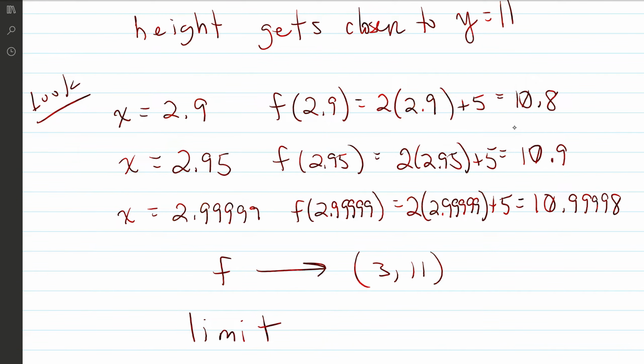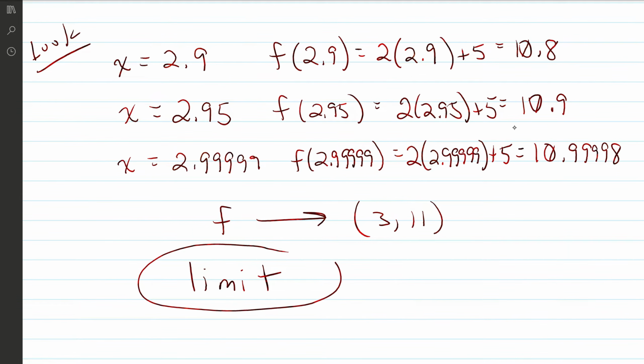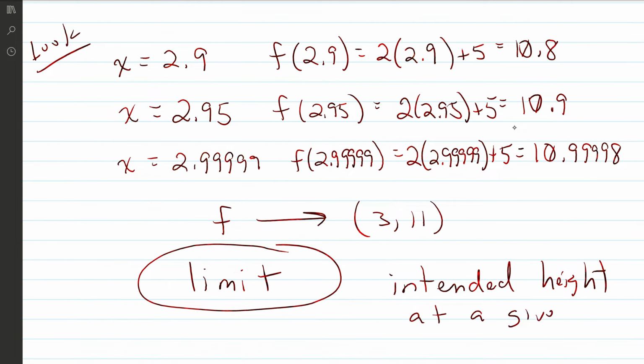So this is what is meant by the limit. So what is the limit? Formally, we can just say it's the intended height of a function at a given value of x, right? That's the intended height of a function at a given value of x. All right, so that can be known as the limit.